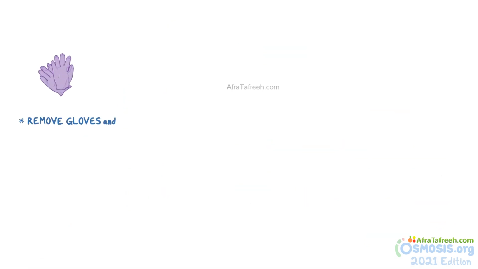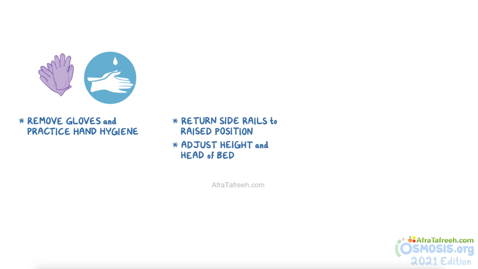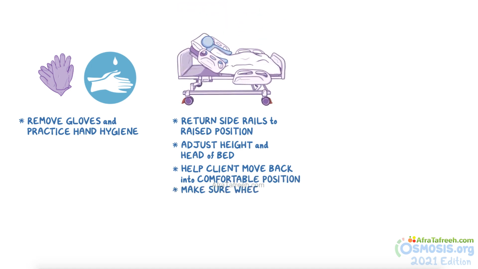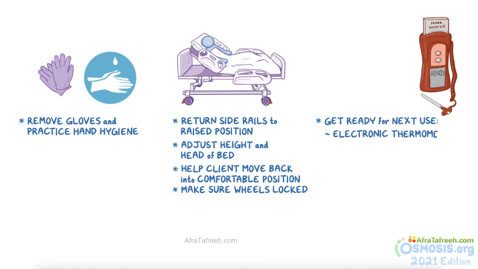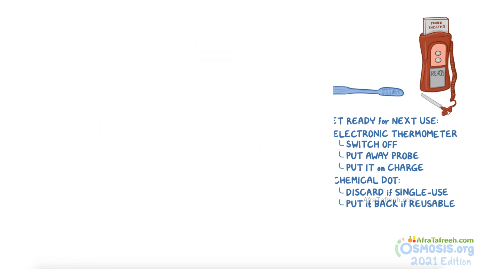You can then remove your gloves and practice hand hygiene. Return the side rails to the raised position, adjust the height and the head of the bed, help the client move back into a comfortable position, and make sure the wheels are locked. Finally, the thermometer needs to get ready for its next use, so, for an electronic thermometer, switch it off, put away the probe, and put it on charge. For the chemical dot thermometer, discard it if it's single use, or put it back into its case if it's reusable.